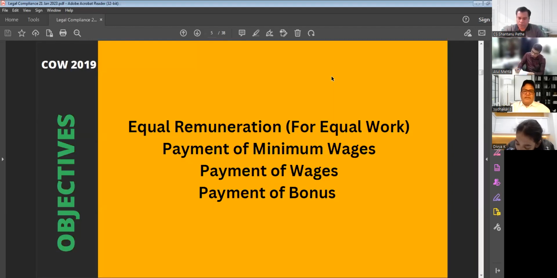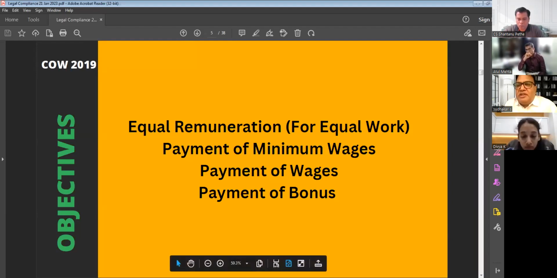Though it is not running simultaneously. Once this code is implemented, you have only 4 codes. That's all, nothing else in place of the 28, 29 labor laws earlier. That is the situation. So my request to Mr. Shantanu is, why can't you dwell upon this particular aspect also for the benefit of the participants? So here he has put it: these are all the acts which are combined together. Now it is known as the Code of Wages.